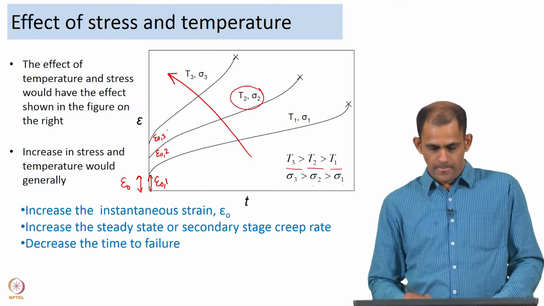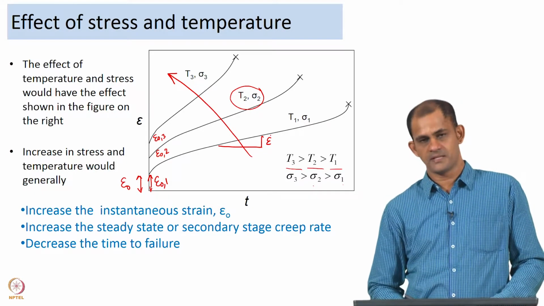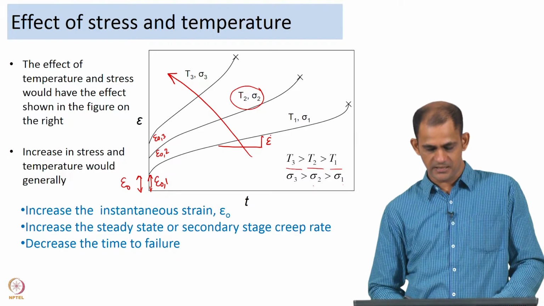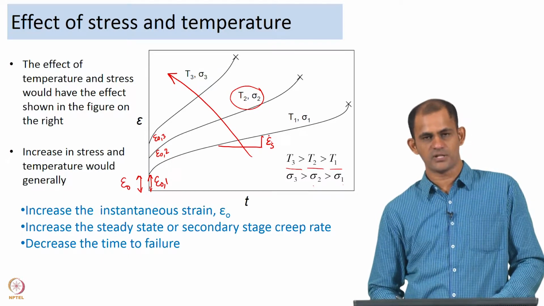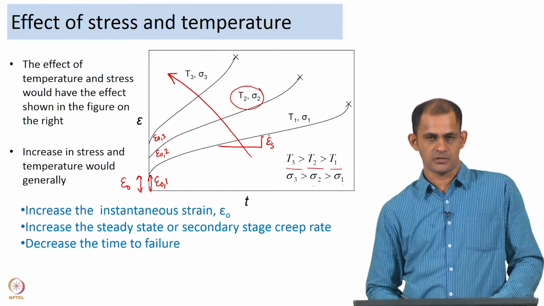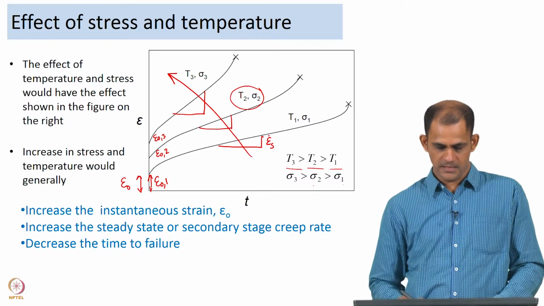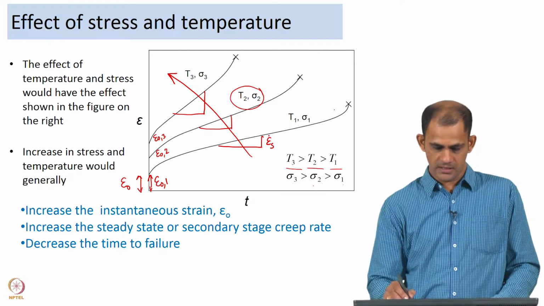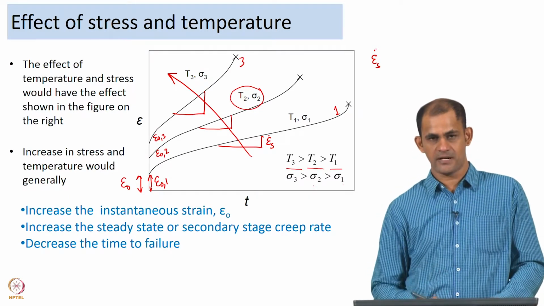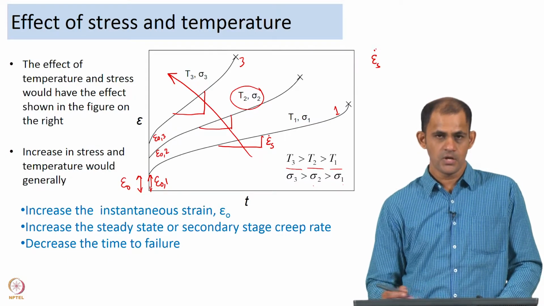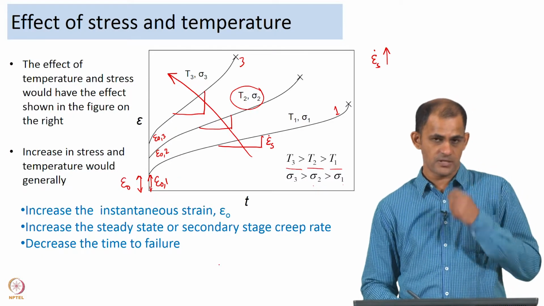What is also increasing is the slope of the secondary stage or the steady state creep stage. So, the slope is increasing, which means the strain rate of deformation in the secondary creep stage is also increasing. If you see, the slope is gradually increasing as you go from curve 1 to curve 3. The minimum creep rate, or the secondary stage creep rate, or the steady state creep rate, all three are the same. So, that value also increases as you increase the temperature and stress.